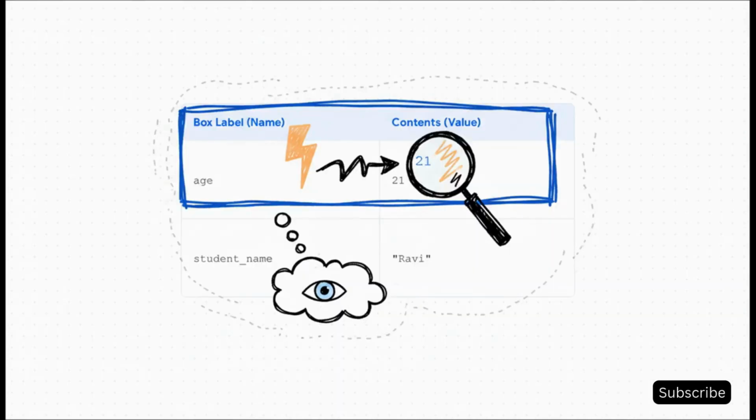See, this is exactly what I mean. When you type age equals 21, you're basically saying, hey Python, make me a box, write age on it, and stick the number 21 inside. From then on, whenever you need that number, you just shout out the label, age, and Python goes and grabs it for you. Pretty simple, right?